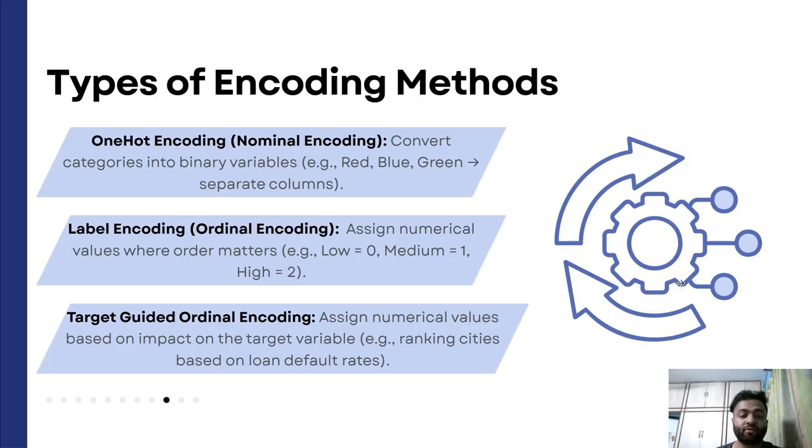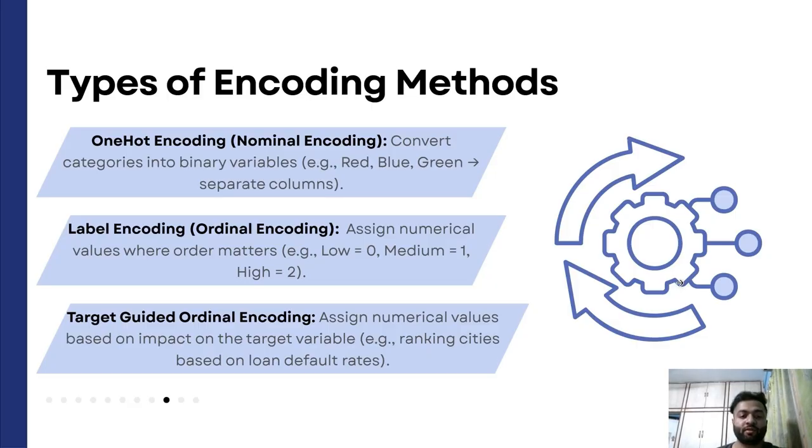Label encoding, also known as ordinal encoding. It is applied to categories with a meaningful order or ranking, where the sequence reflects the relative importance or level of categories. For example, categories like education levels can be encoded numerically, where high school can be encoded as 0, bachelor's as 1, master's as 2, and PhD as 3. It is best for ordinal data, that is, where order matters.